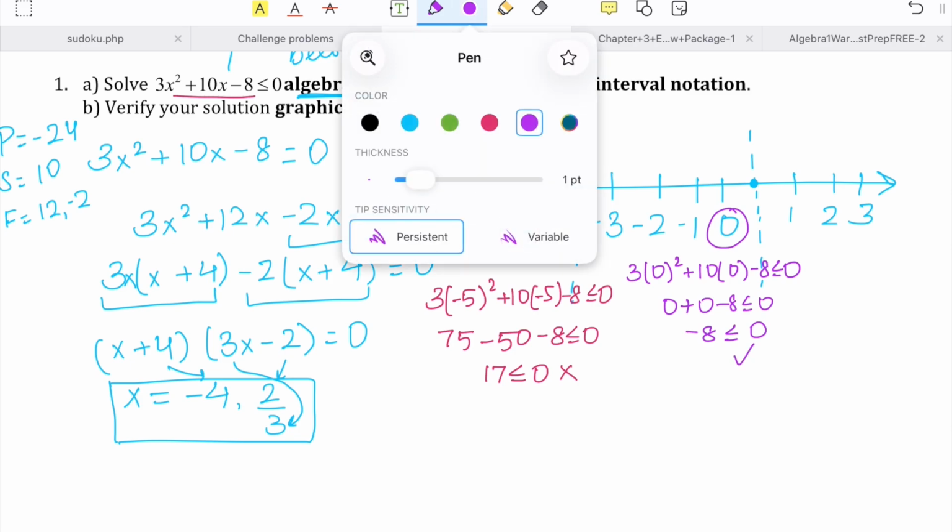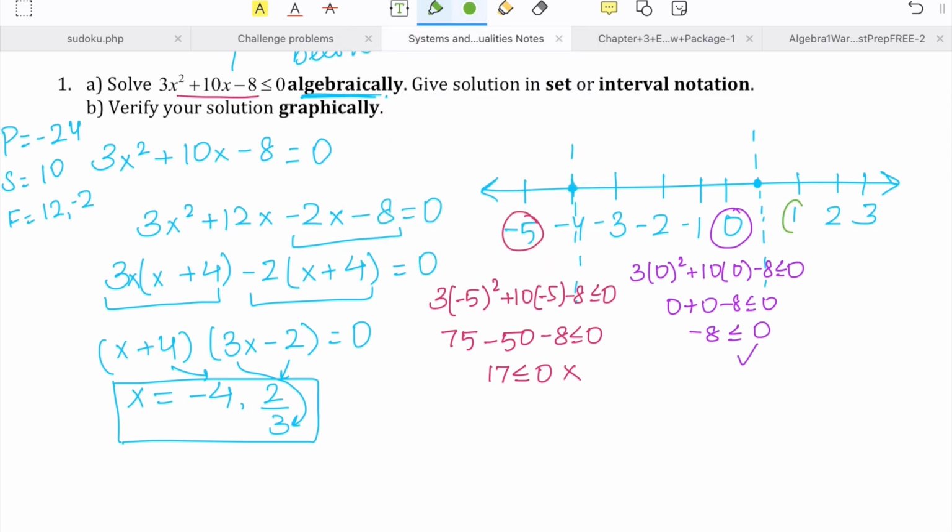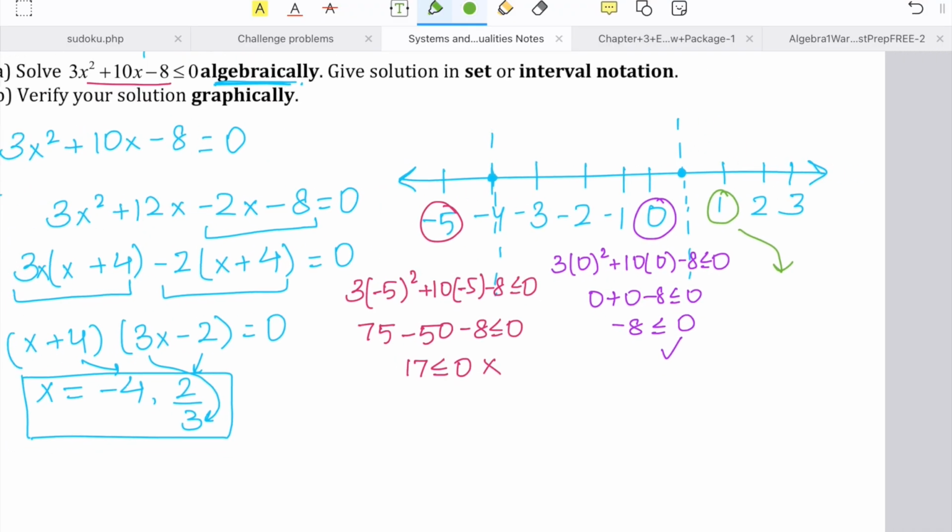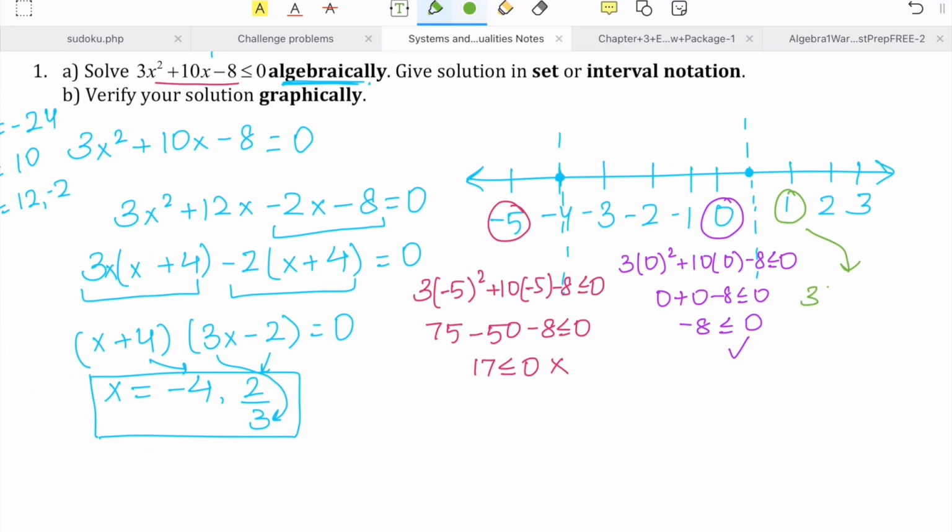Awesome. Now, let's take 1. 1 is also easy because 1 squared is 1. So 3 times 1 squared plus 10 times 1 minus 8 should be less than or equal to 0. 3 times 1 is 3. 10 times 1 is 10, minus 8. 13 minus 8 is 5. Is 5 less than or equal to 0? No, it's not part of the solution.